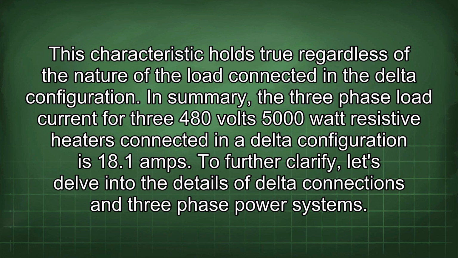In summary, the three-phase load current for three 480 volts 5000 watt resistive heaters connected in a delta configuration is 18.1 amps. To further clarify, let's delve into the details of delta connections and three-phase power systems.